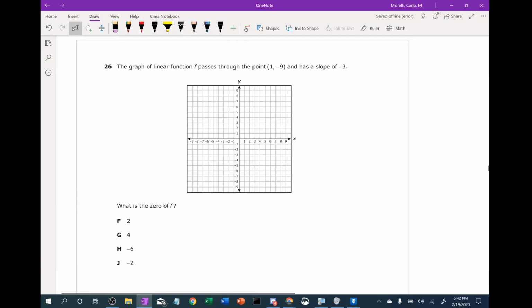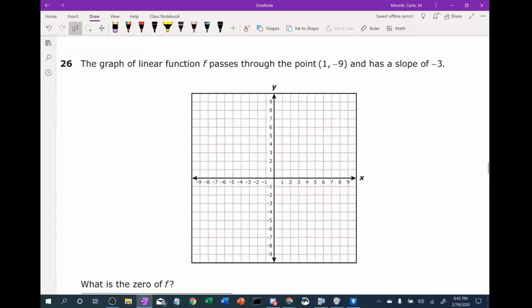So that's number 26. Find the graph of linear function f that passes through the point (1, -9) and has a slope of 3. All you have to do for this problem is start at (1, -9), right here. And then it has a slope of -3.